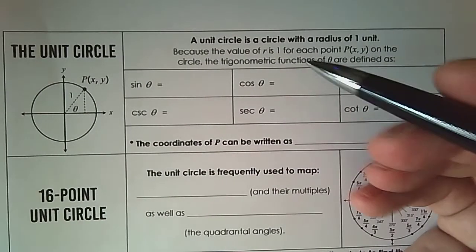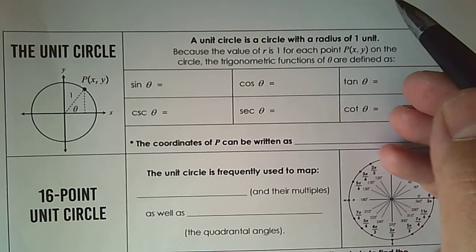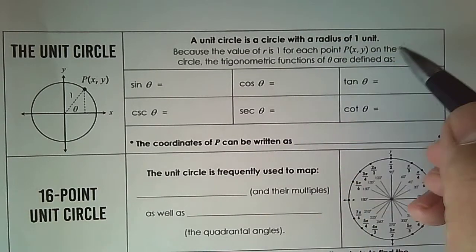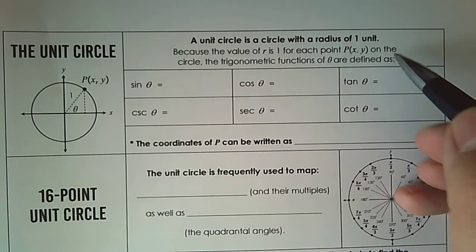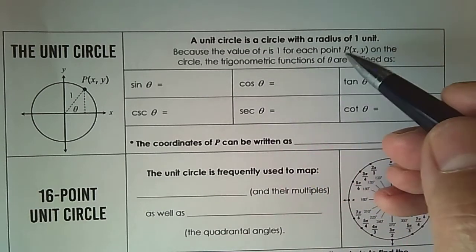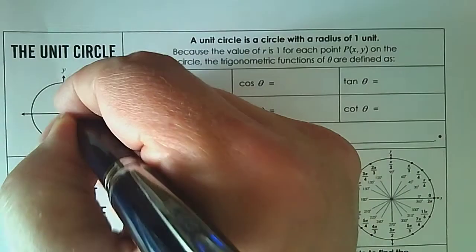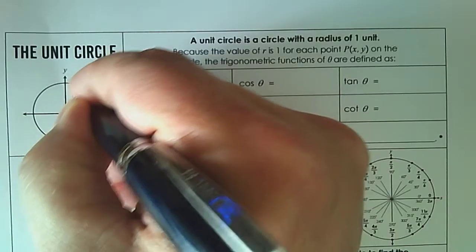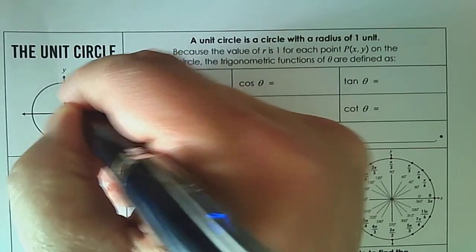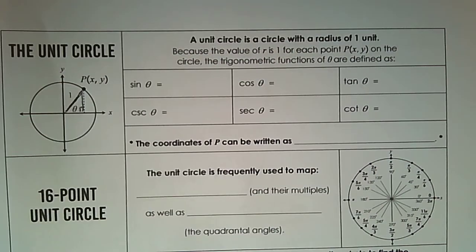So here's this. A unit circle has a radius of 1. We talked about that. Because the value of r is 1 for each point x, y on the circle, the trig functions of theta are defined as follows. So I want you to see this right triangle right here as a point on the unit circle. And we know the radius is 1.